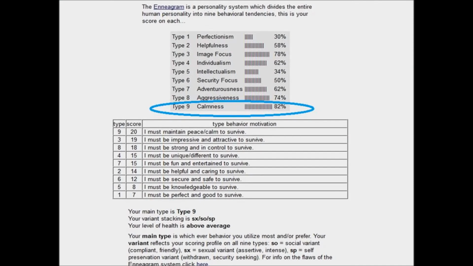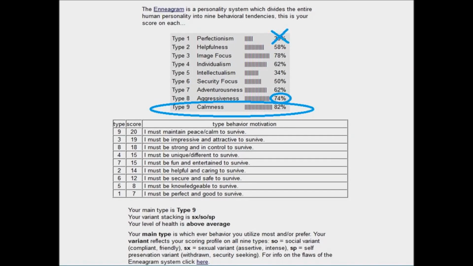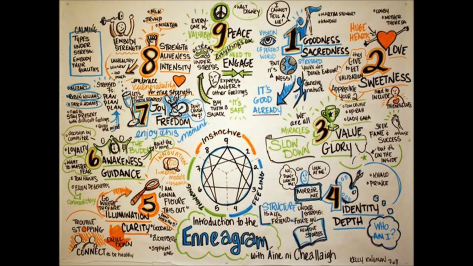An easy way to find the wing is to look to the numbers to the right or left of the 9, or the 8 and 1. The highest percentage of those 2 numbers is most likely the wing, in this case, the 8. Therefore, this person has a basic personality type of the 9 with an 8 wing. Take the test, interpret your results, and start your journey of discovery.